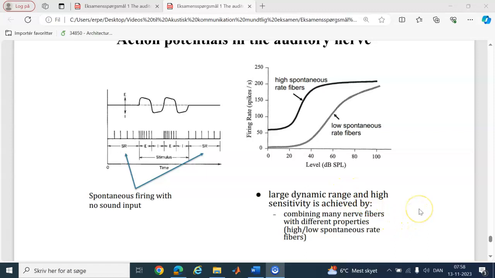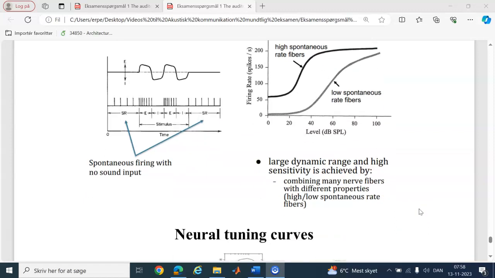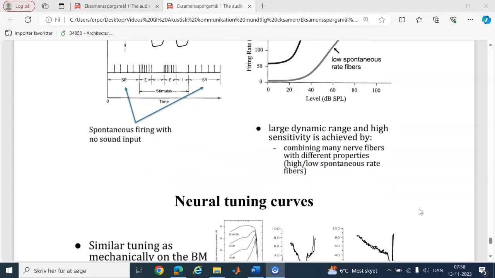Large dynamic range and high sensitivity is achieved by combining many nerve fibers with different properties, high or low spontaneous rate fibers.